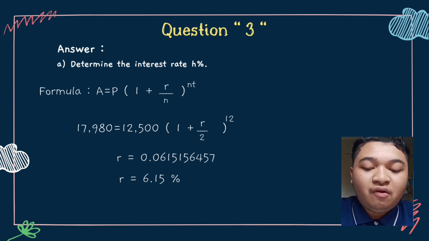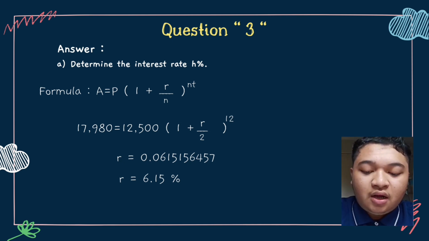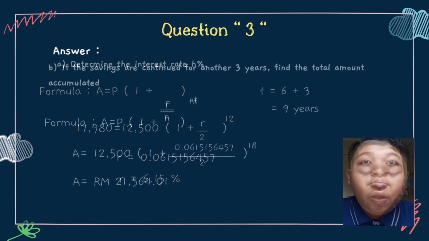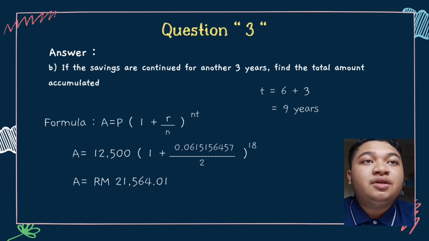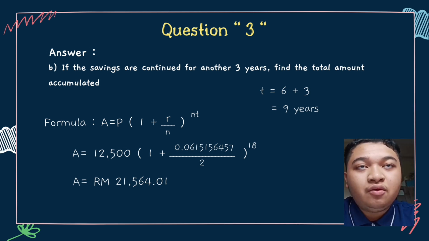17,980 ringgit equals 12,500 ringgit times (1 plus H per 2) to the power of 12. And you should get H equal to 0.061515647. Question B. If the savings will continue for another 3 years, find the total amount accumulated. So instead of it being 6 years, it is now 9. The only thing that we change is the power NT, which is now 18 instead of 12, and everything else should stay the same.